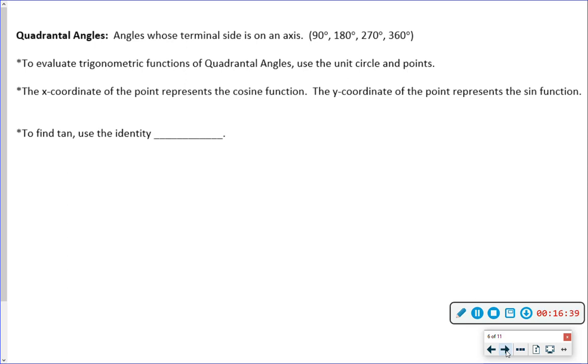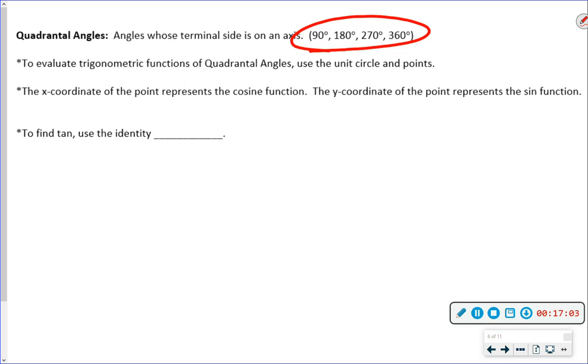They are called quadrantal angles. That's their little fancy name. And that's your 90, 180, 270, 360. They're on the axes, so you cannot make a triangle out of them. So we have to do this a different route. To evaluate it, we're going to use the unit circle. That means, yes, I have to draw a circle. Prepare yourselves for that.